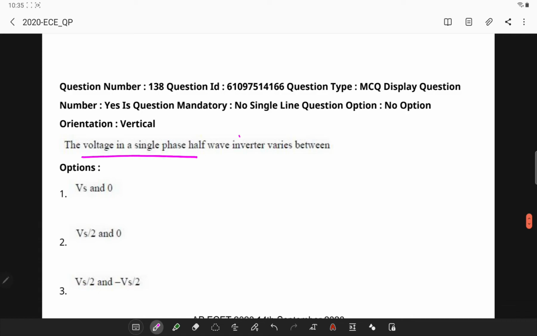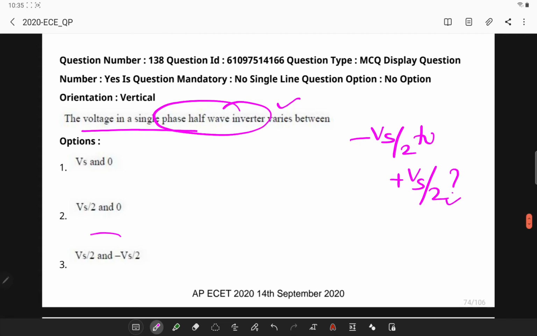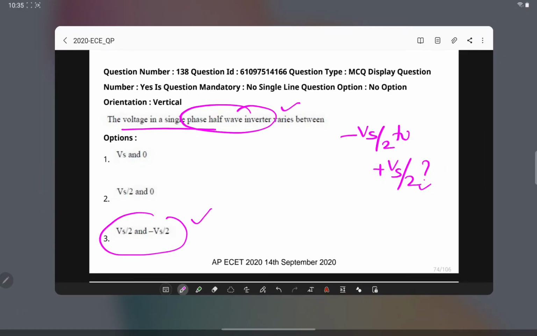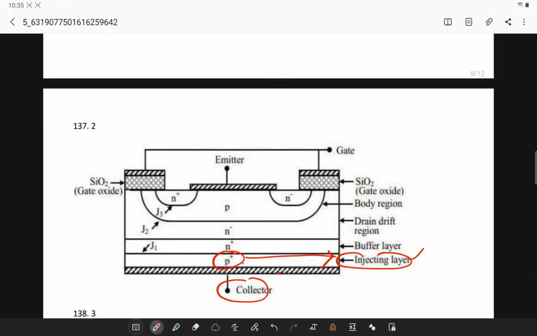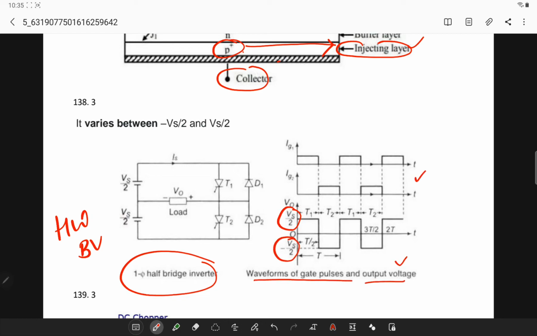Now the voltage in a single phase half wave inverter will be varying between minus Vs by 2 to plus Vs by 2. Now how is this? I have to show you the waveforms of the gate pulses and the output voltage. So see, this is your half wave bridge inverter. If you see the waveform, this is the gate pulse, whereas the output voltage is varying from plus Vs by 2 to minus Vs by 2.